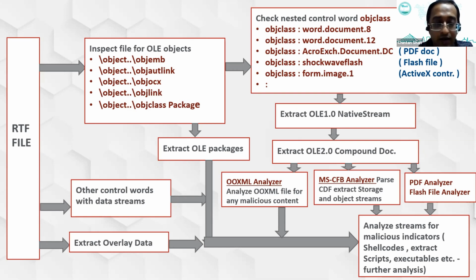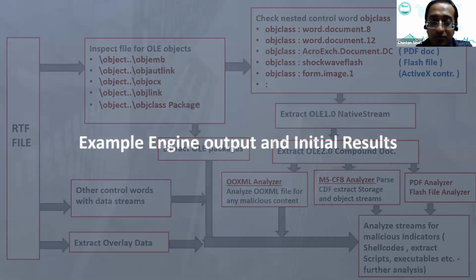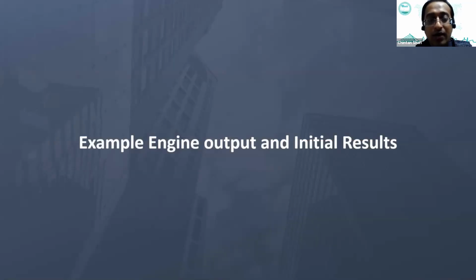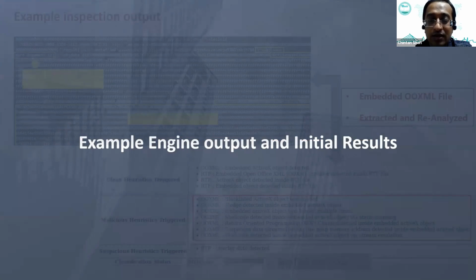And of course, overlay data as well, OLE data and the non-OLE control words as well. We need to inspect them because attackers can abuse this to hide malicious resources, as I said earlier. So let's take a look at the engine output and some of the initial results.